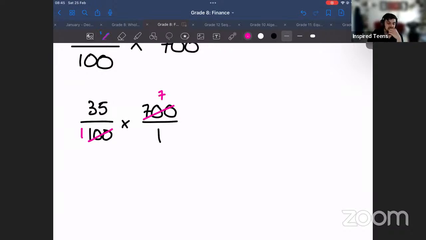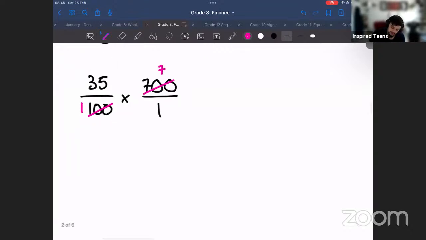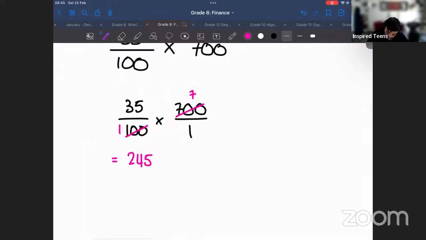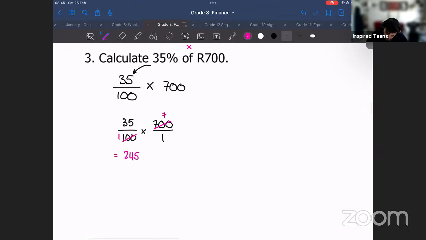I can divide anything in the numerator and I can divide anything in the denominator, right? In this case, I'm left with 35 times 7, which can be calculated, 245. What are we dealing with? So the value of 35% of 700 Rand is going to be 245 Rand.